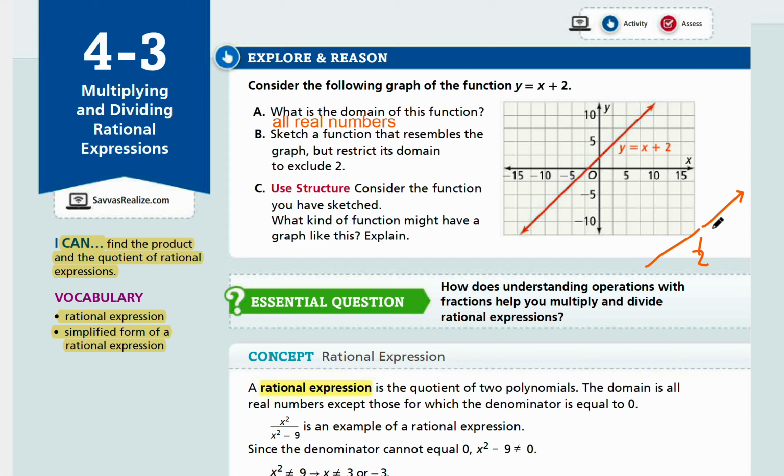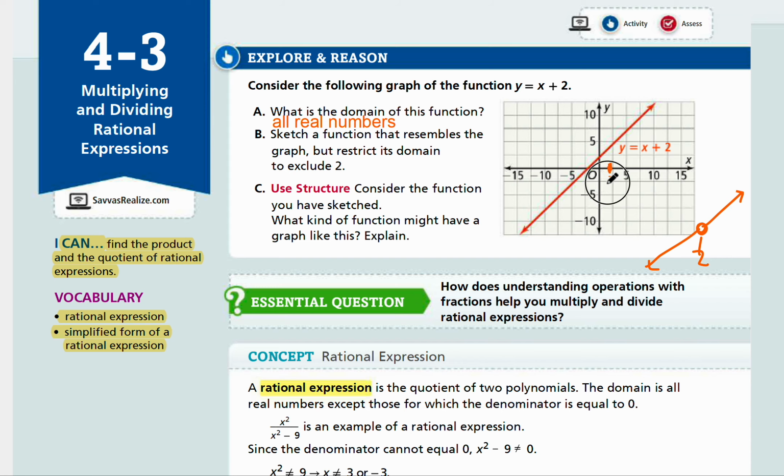So in order to indicate that it's just 2, we're going to put an empty circle. And so at 2, so that's 2.5, so maybe 2 is over here. At 2, we're going to put an empty circle here. So it's the same thing with all real numbers for domain, but we're excluding 2.